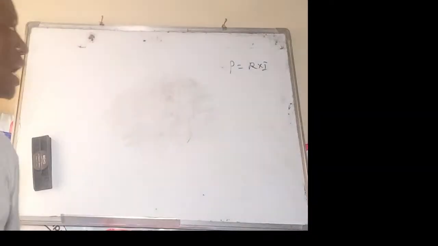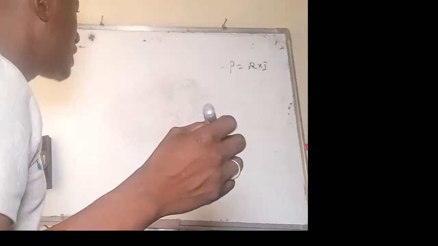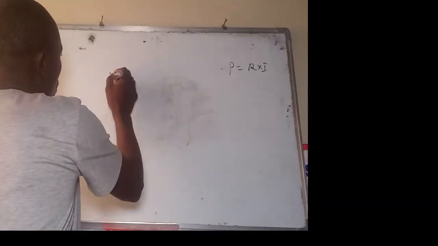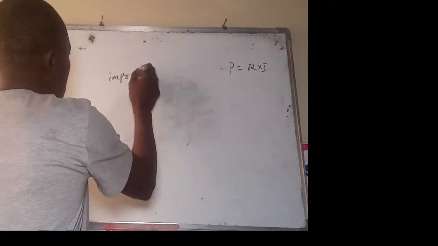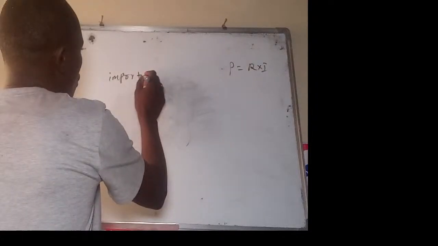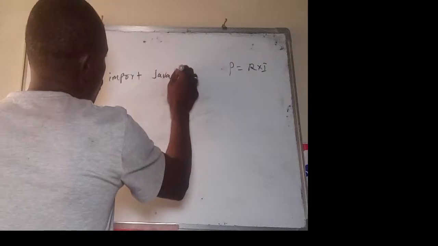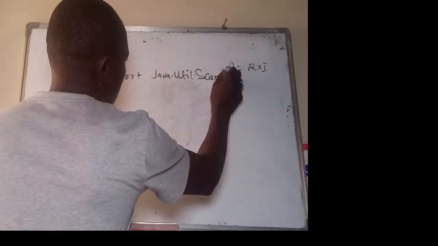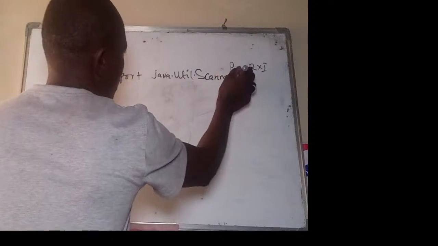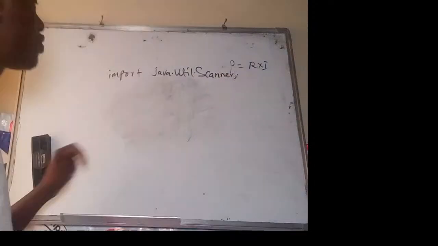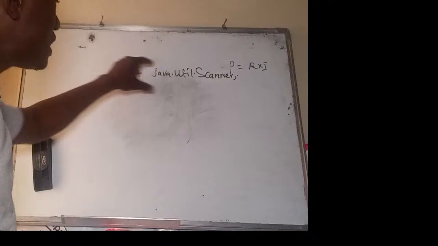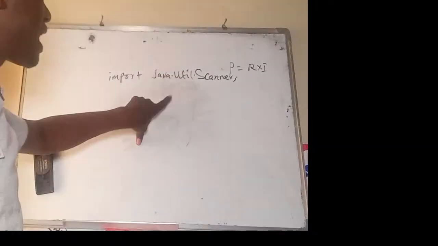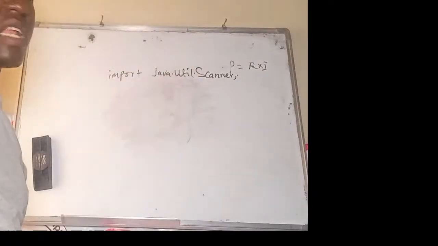Now let's see how this works. In the first instance, we said you need to import java.util.Scanner. Then you have your semicolon, meaning that you have ended this statement. Importing this now allows you to create another object with a scanner object.